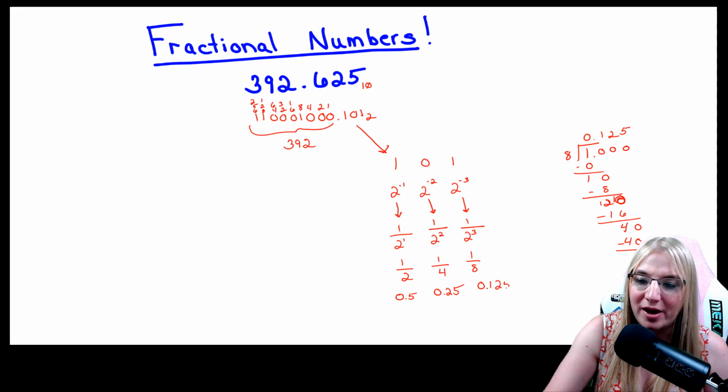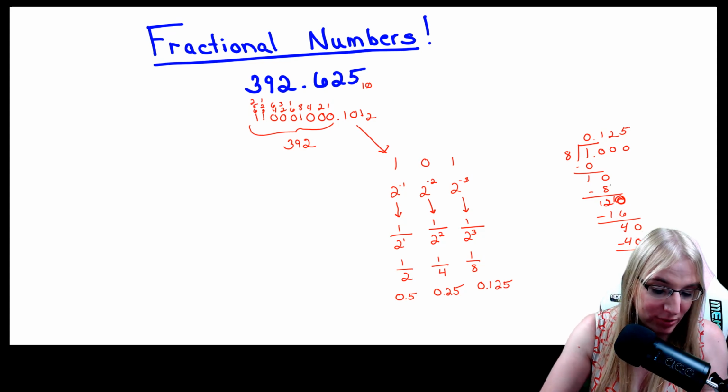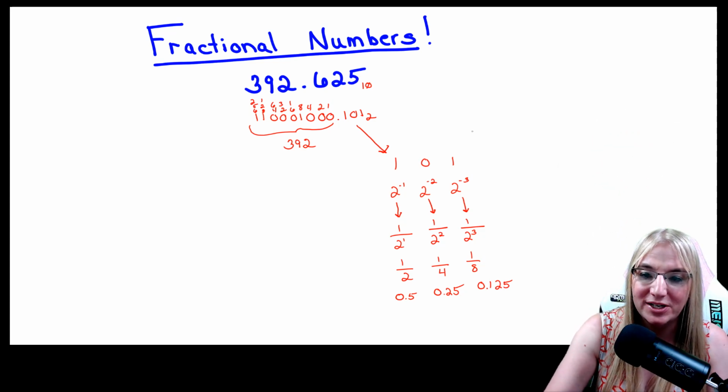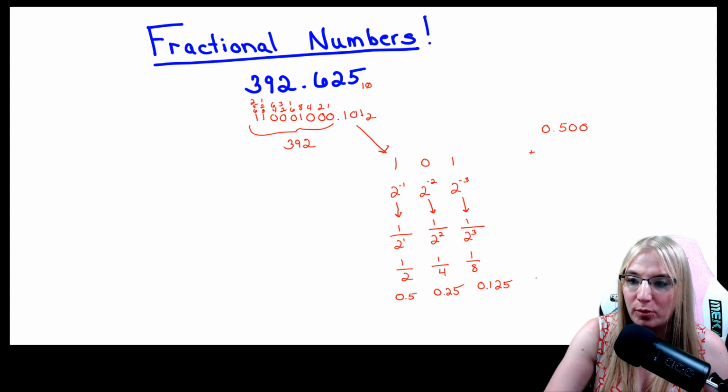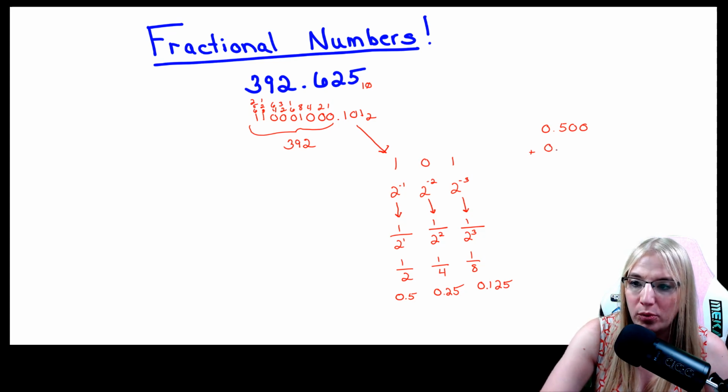0.125. And all we do with this now is we just add the values that have a 1 in them. So essentially, we're going to add this value and this value. So we're going to add 0.5, and I'll put some zeros here just to make it easier to see. Plus, we're not going to add this because that's going to be 0. Right? And then we are going to add the 0.125. And when we add these together, what do we get? 0.625. How cool is that?